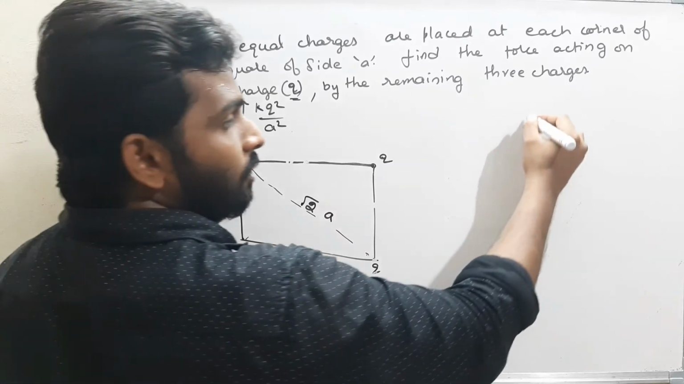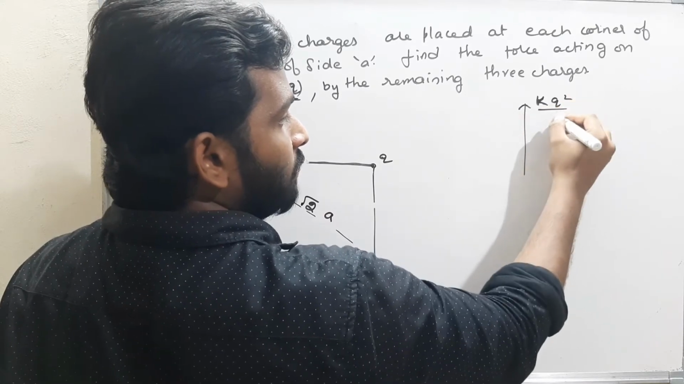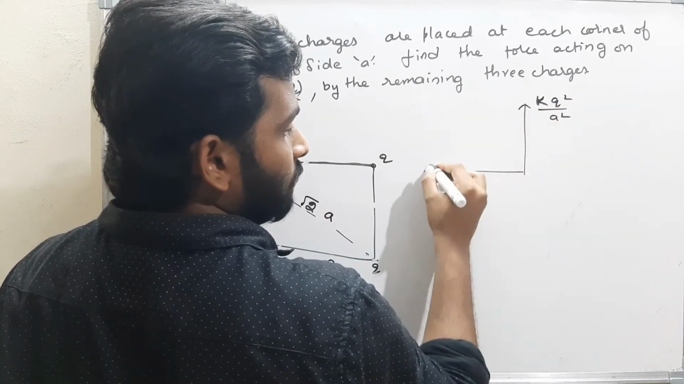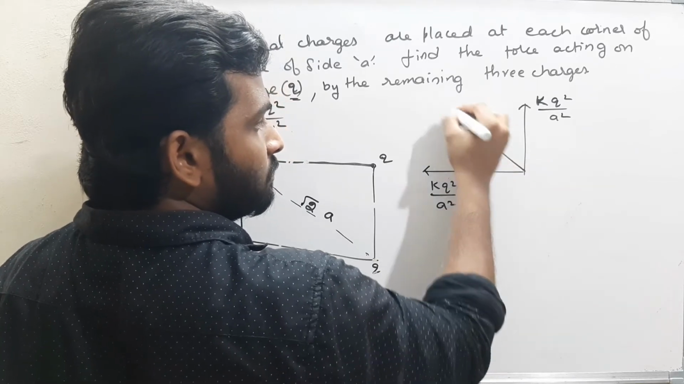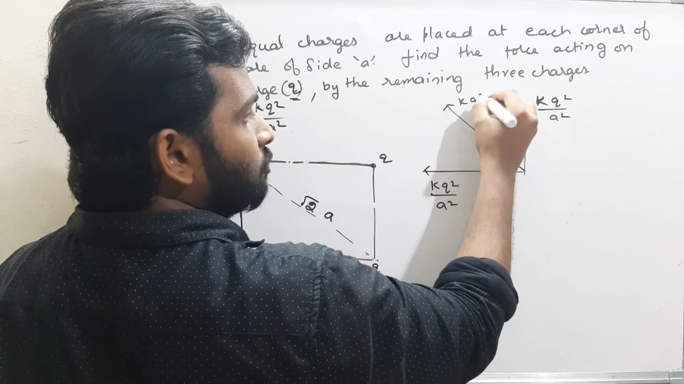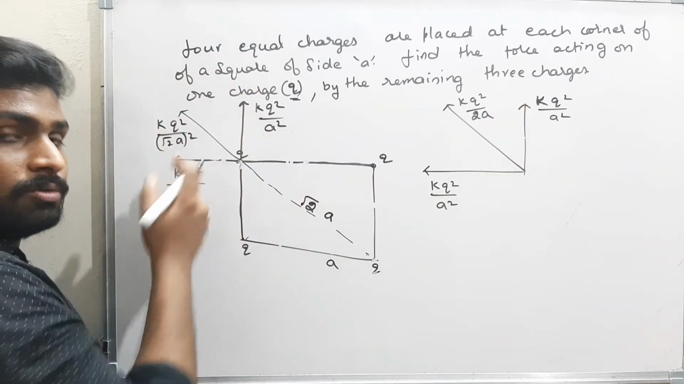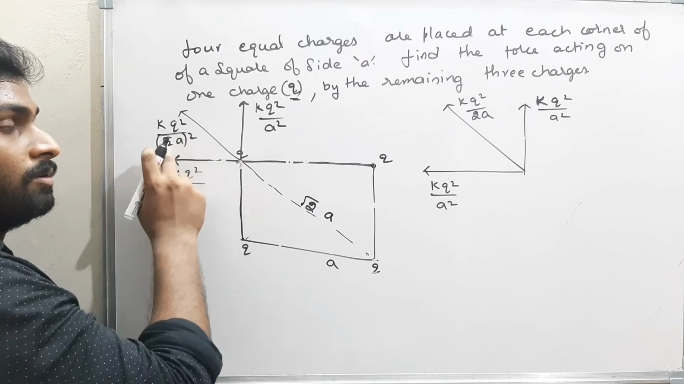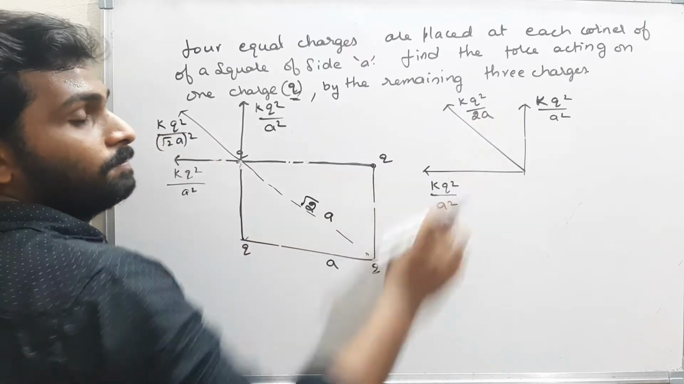Therefore, the force we got is like this. This one is K Q square by A square. And this is K Q square by 2A square. Root 2 square is nothing but 2, so root 2A whole square is 2 A square.